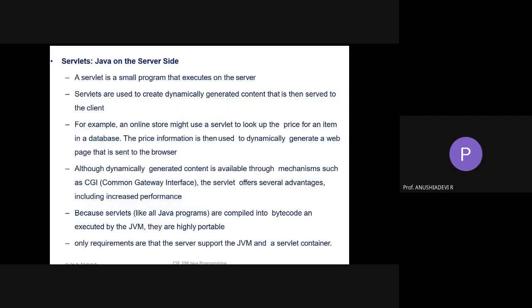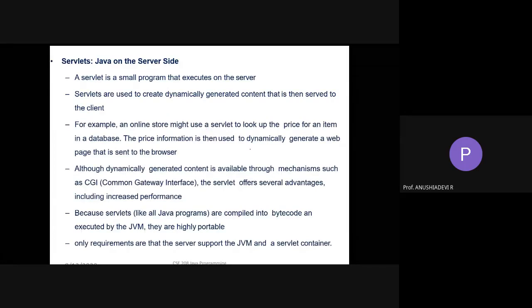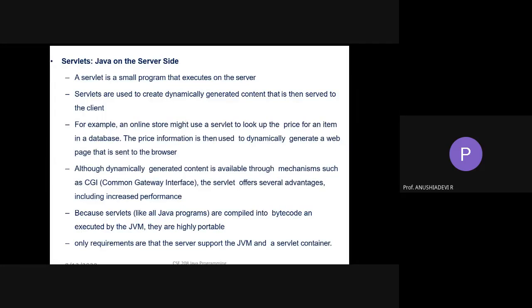And then one more concept called servlet. The servlet is a small program that executes on the server. An applet is also a small program, but that is executed at the client side by using a Java-enabled web browser. But a servlet is a small program that executes on the server. For example, servlets are used to create dynamically generated content that is then served to the client.